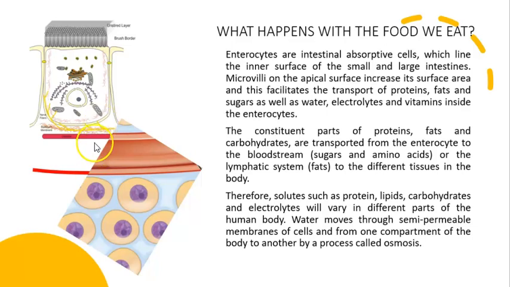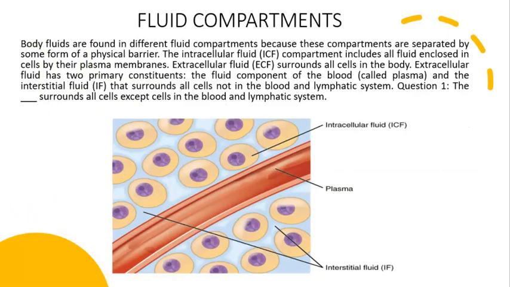So these areas, or these compartments, right, are going to be this blue area or blue compartment, this red area or red compartment. Therefore, proteins, electrolytes, water will move from one compartment into the other compartment. Then this is going to give us the concept of fluid compartments. Body fluids are found in different fluid compartments because these compartments are separated by some form of physical barrier. Therefore, we are going to have different fluid compartments.